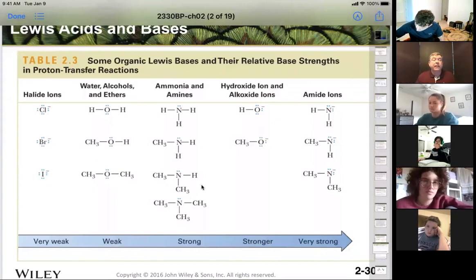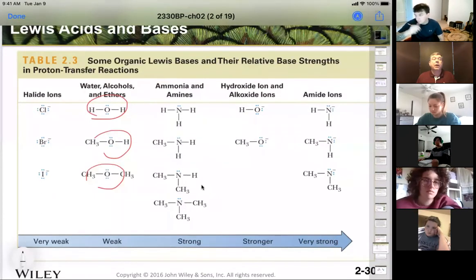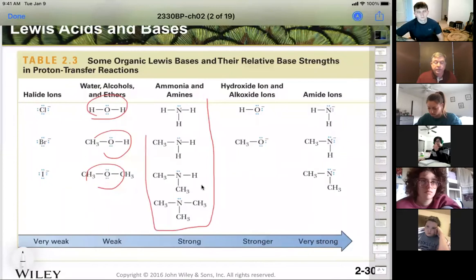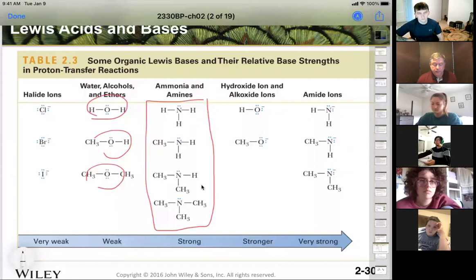The next thing we have is neutral oxygen-based species, like water, methanol, or ether. All of these are weak Lewis bases because those lone pairs still can contribute. Okay. Now, moving to nitrogen, right here, nitrogen has a lower electronegativity, meaning it's less acidic, which means it's more basic. So our neutral nitrogen species with a lone pair on them, notice they all have a lone pair, makes it a good, strong Lewis base.